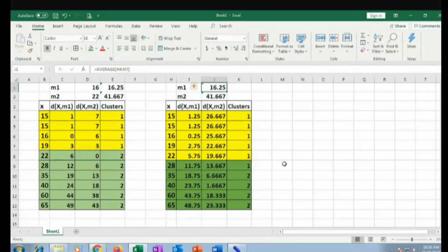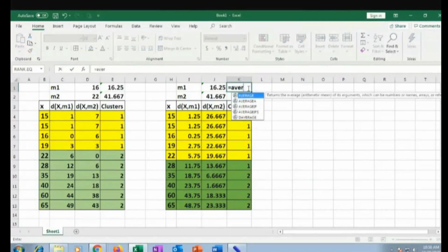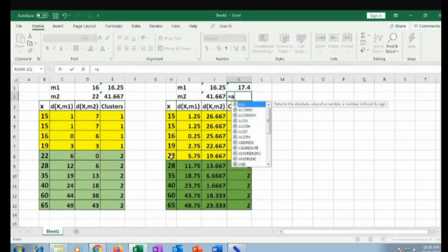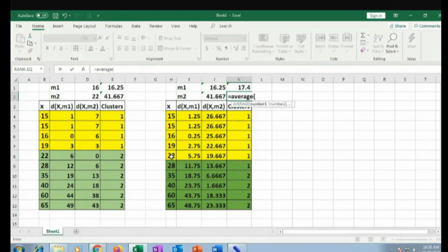Okay, the 22 point has gone to this. Now again, what will be the new values? The new centroid will be the average of these. And then the new centroid will again be the average of this. Okay, now look at this.